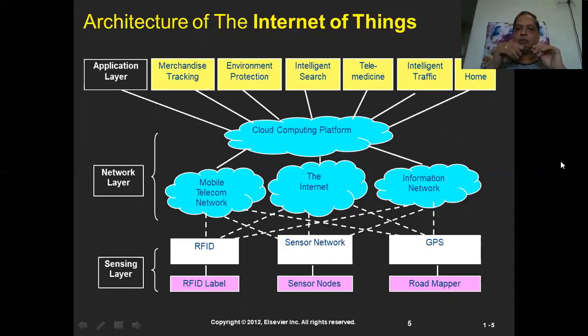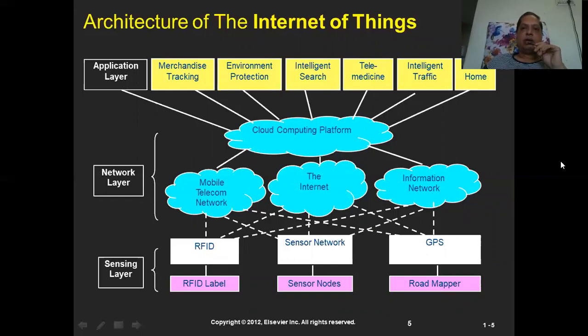We can take an example of GPS. When we want to travel from one place to another, we often make use of Google Maps. Google Maps works exactly on the position of your GPS. Your positioning system is given as an input to the information network, the internet and mobile telecommunication, and so it is pushed onto the cloud computing platform.